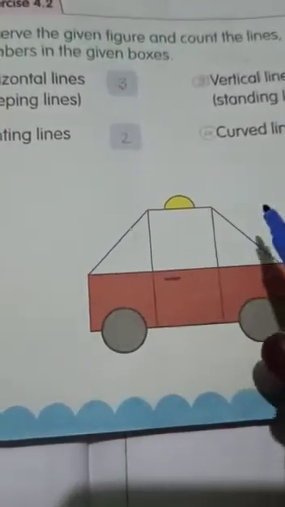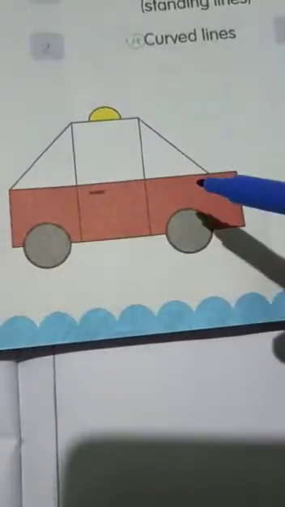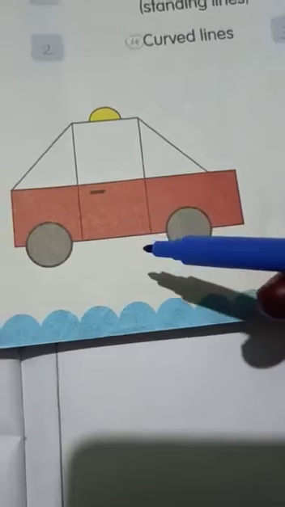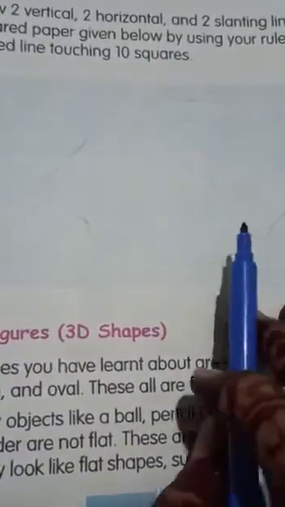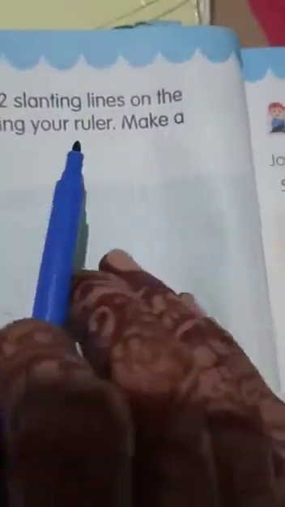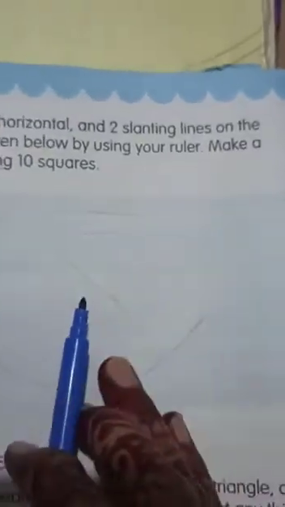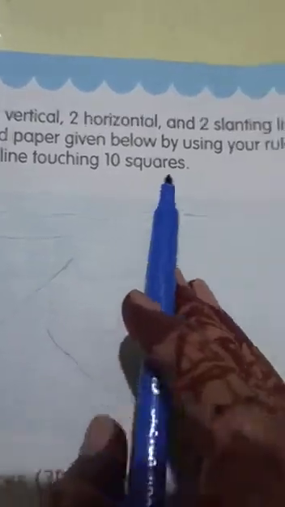Children, do this activity in your textbook. Observe this figure and count the lines and write the numbers in the given boxes. Okay, you have to find horizontal lines, slanting lines, vertical lines and curved lines. Now see this. This is squared paper. Now you have to draw 2 vertical lines, 2 horizontal lines, 2 slanting lines, by using your ruler, and also make a curved line touching 10 squares.